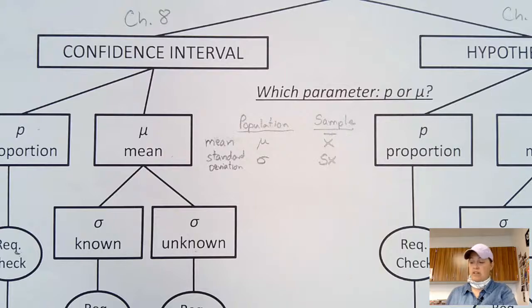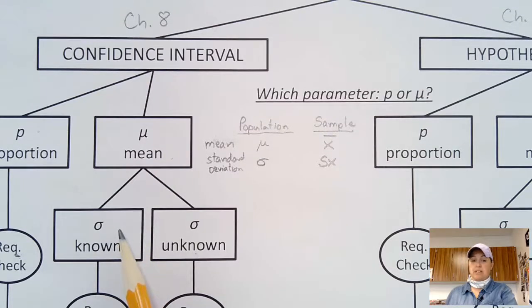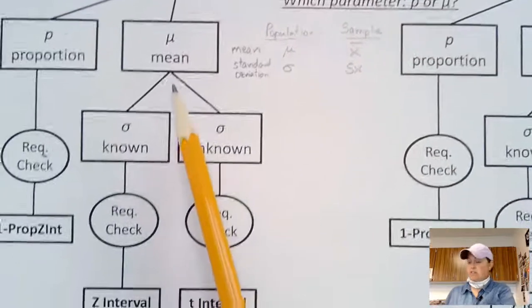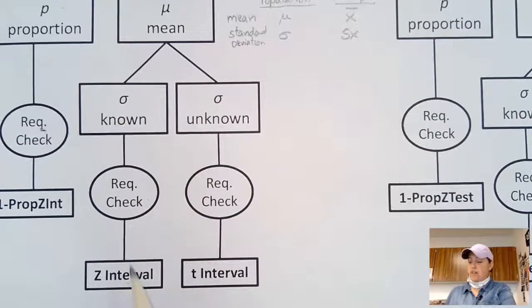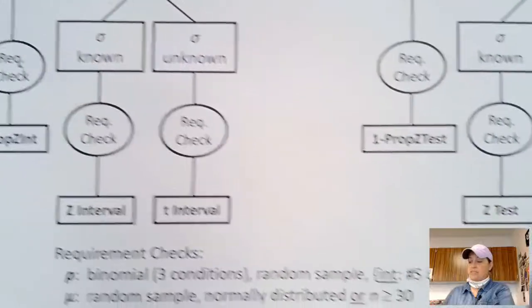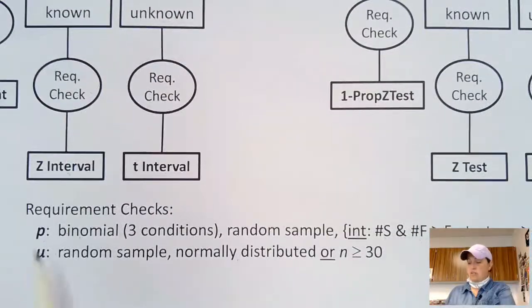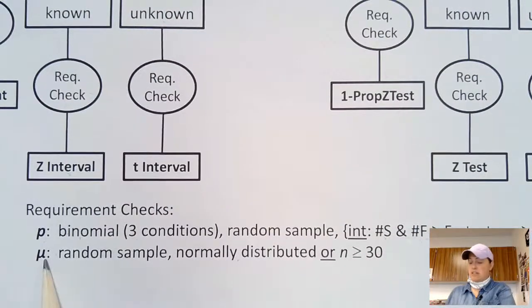Now, if it comes from the population, that means that we're going to go with this route, and it makes it a Z interval. And you have to do your required check, and the required check for the mean is that it has to be a random sample, and it can be either one of these 2 things: either normally distributed, and it'll say it follows a normal distribution, or that the sample size is greater than or equal to 30.